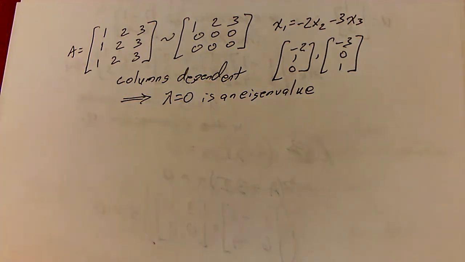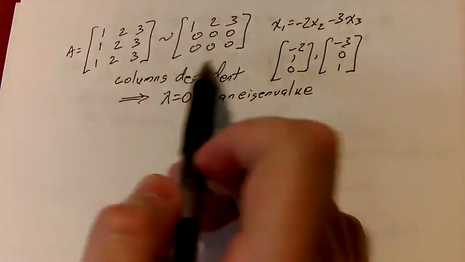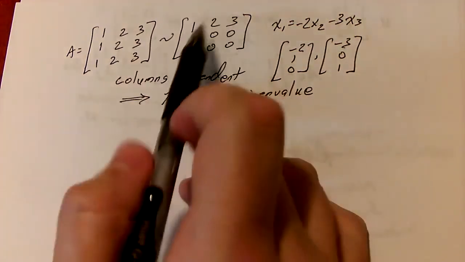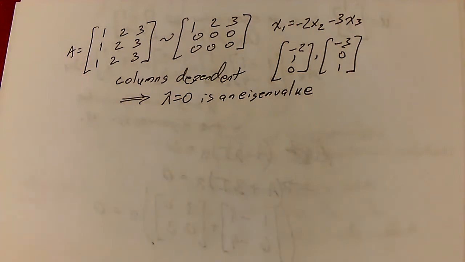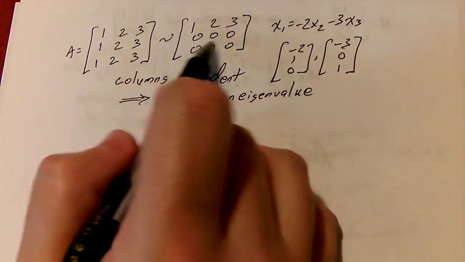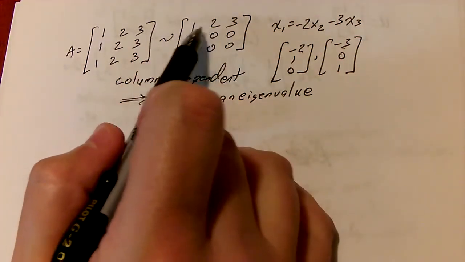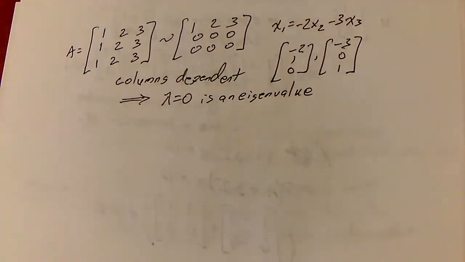Now, an important thing to notice here that I haven't pointed out specifically, but needs to be noted: for the eigenvectors, we use this reduced matrix. But the eigenvalues do not come from this. So notice this is a triangular matrix. So you might say, oh, 0, 0, and 1 are my eigenvalues.